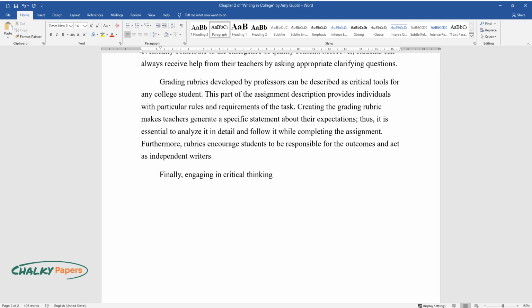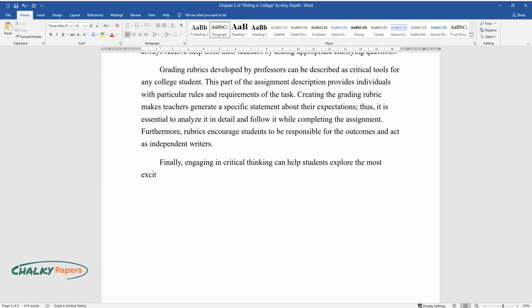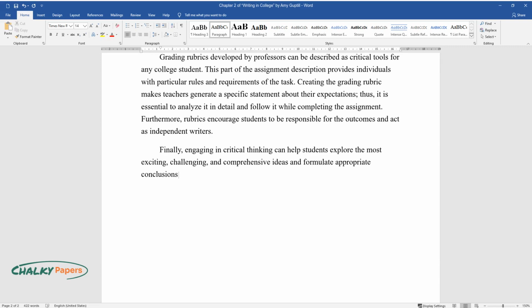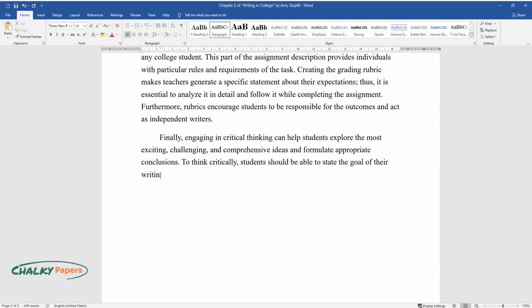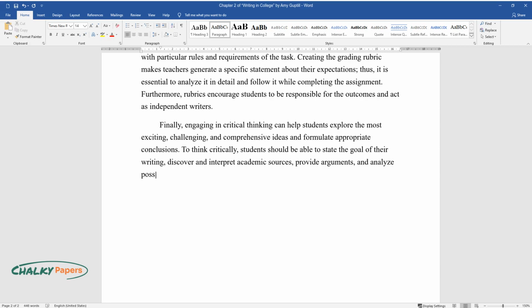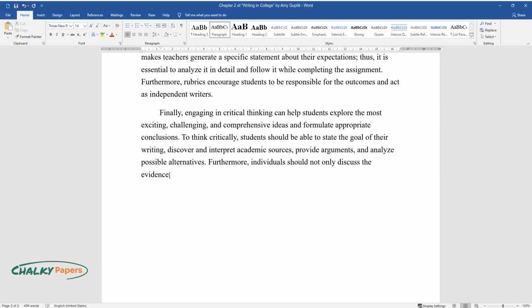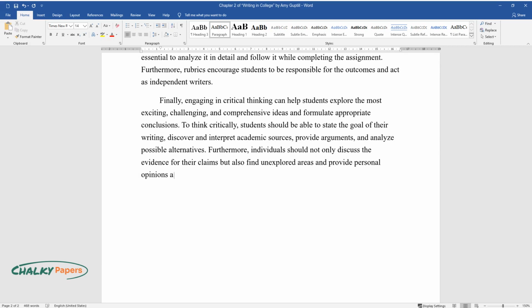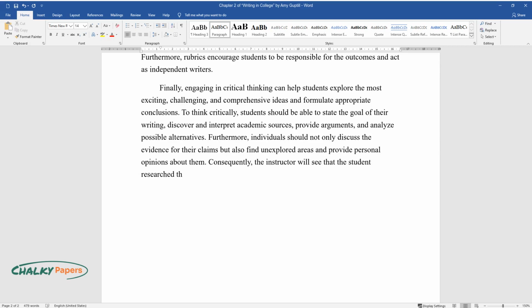Finally, engaging in critical thinking can help students explore the most exciting, challenging, and comprehensive ideas and formulate appropriate conclusions. To think critically, students should be able to state the goal of their writing, discover and interpret academic sources, provide arguments, and analyze possible alternatives. Furthermore, individuals should not only discuss the evidence for their claims but also find unexplored areas and provide personal opinions about them. Consequently, the instructor will see that the student researched the topic thoroughly and found support for individual ideas.